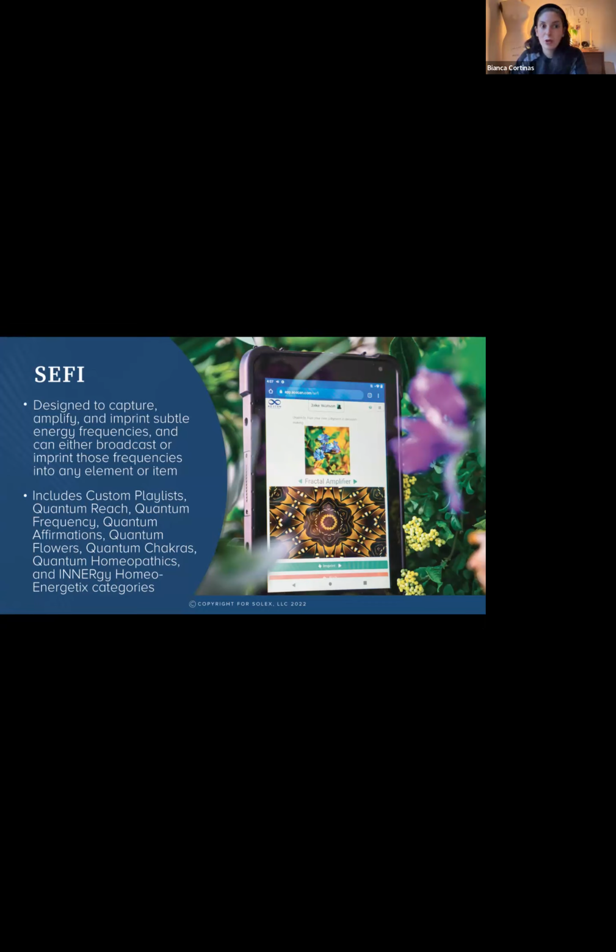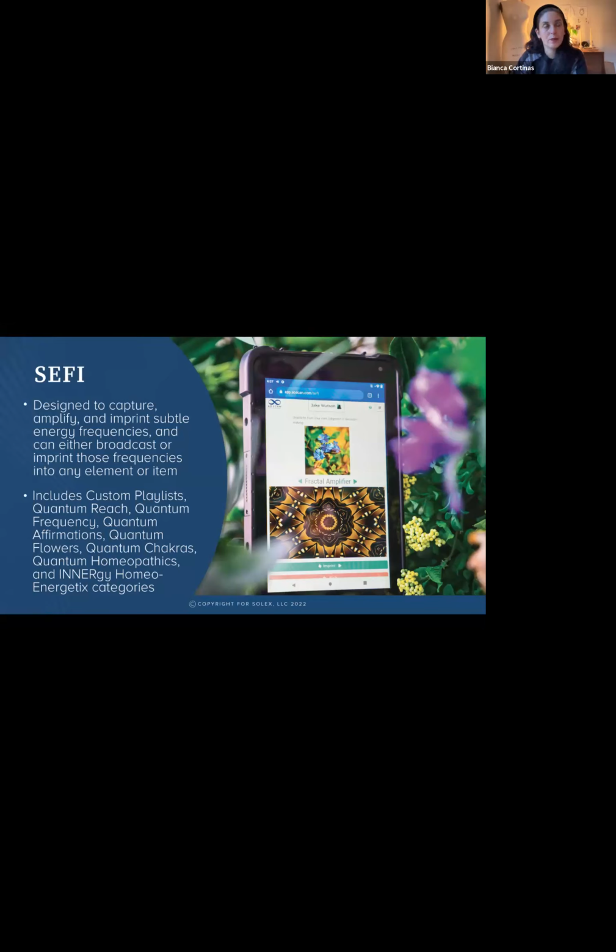Then there's the quantum homeopathics, which is incredible, even though there's millions. The list is so extensive, and it has the remedies, and it has the cell salts and the nosodes, and you can also look things up by symptom, which is really cool. So you're just kind of learning all the time.